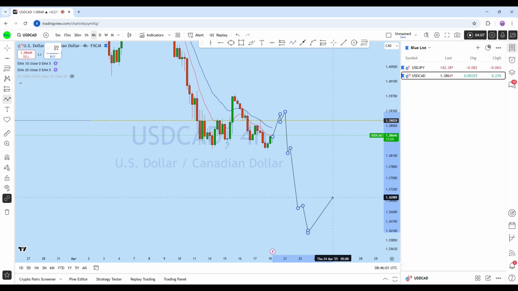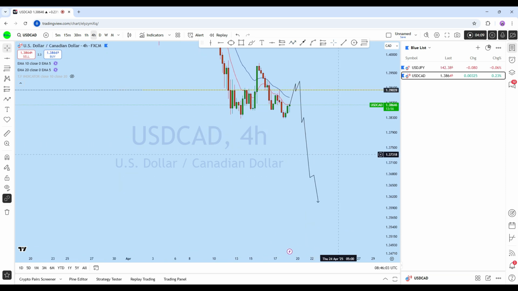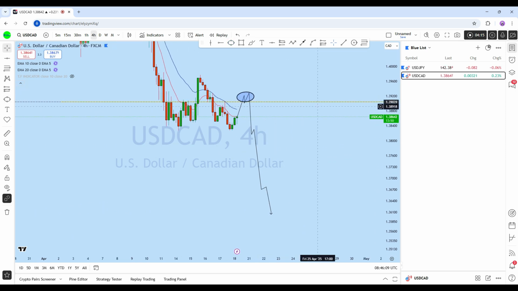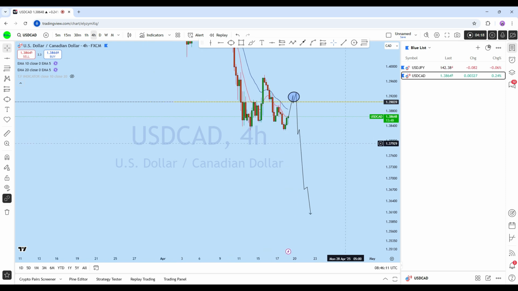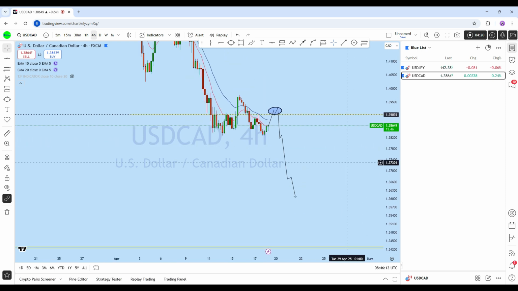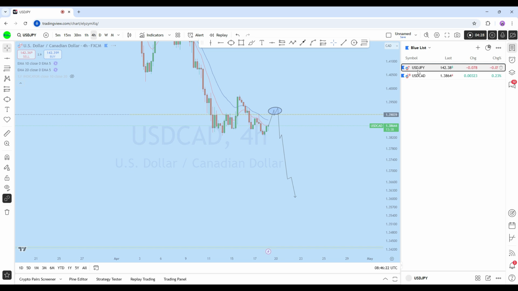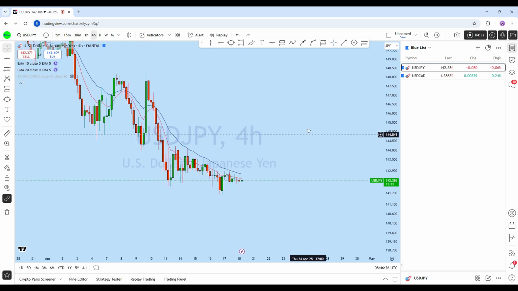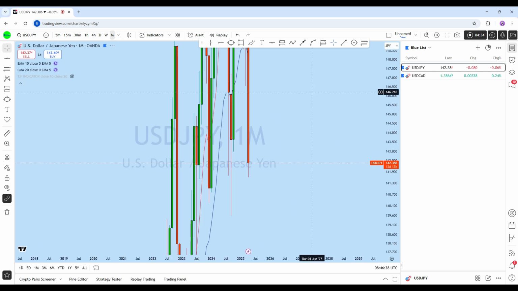So I think with the dollar CAD, any bounce back to that resistance line is where we will be able to potentially sell this instrument. So as soon as we find a suitable entry on dollar CAD, we will be looking for a short with a high probability trade setup. Now let's look at dollar yen. Let's see what kind of trading opportunity we have in this instrument.